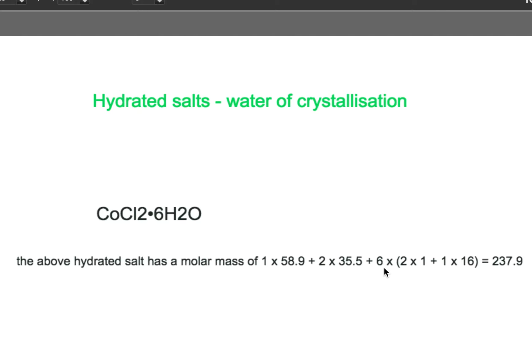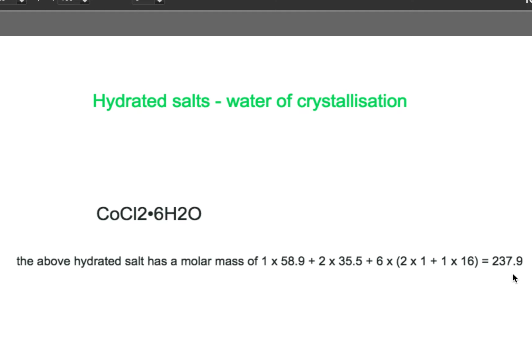And then you add, because you have 6 water here, 6 times brackets. Inside the brackets, that's the molar mass of water, H2O. The molar mass of H is 1, and you have 2 H, so you times it by 2. The molar mass of O is 16, you times it by 1, since you only have 1 O. And you get 237.9 as its molar mass. The unit is grams per mole, as we mentioned before.